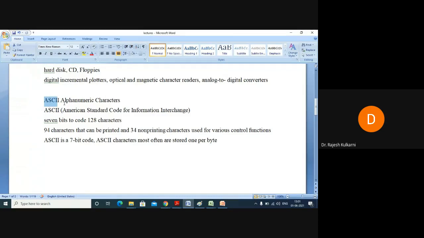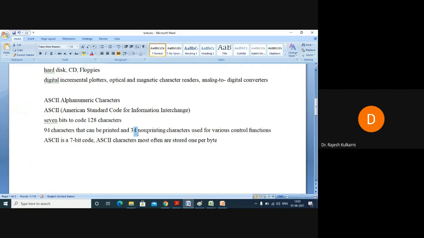ASCII stands for American Standard Code for Information Interchange. I know that when I press a key on the keyboard, that key is actually ASCII coded. In ASCII, there are around 128 characters. Out of them, 94 are printed characters and 34 are non-printing characters.